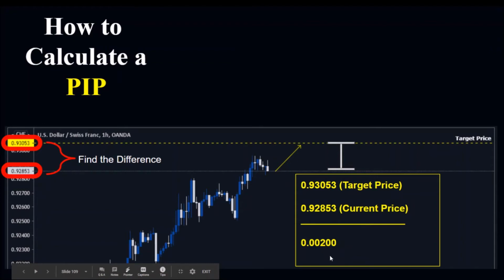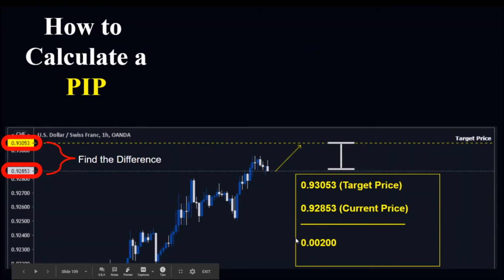0.00200. All right, so now the next step that you want to do, and this is why I said that fourth digit after the decimal place is important, you want to move the decimal point to the right 4 times.